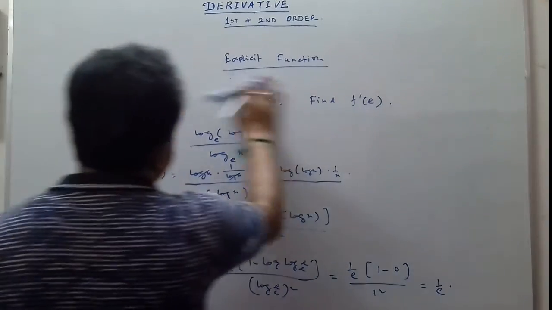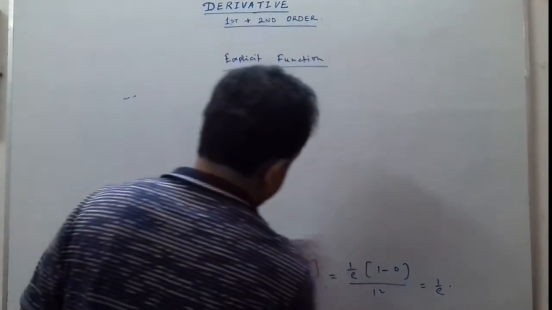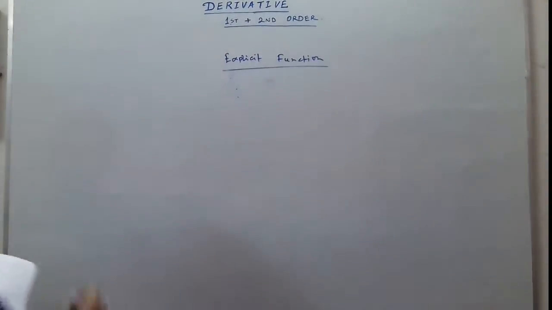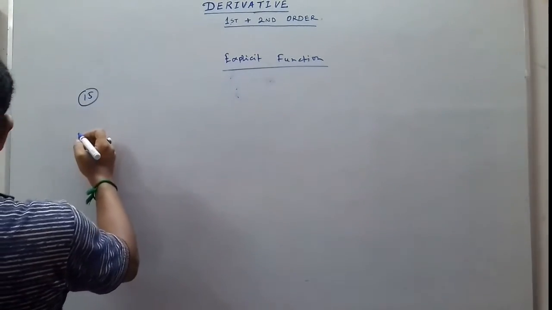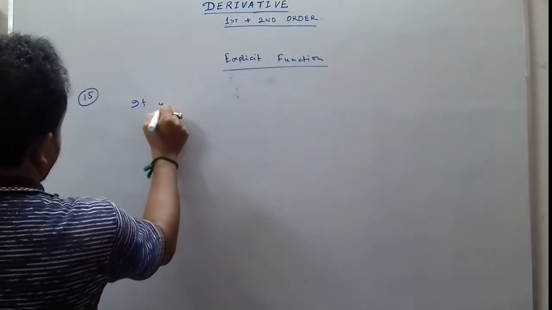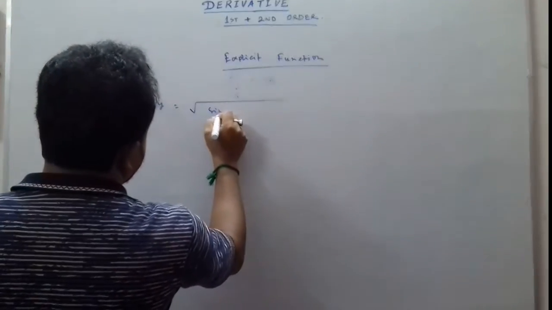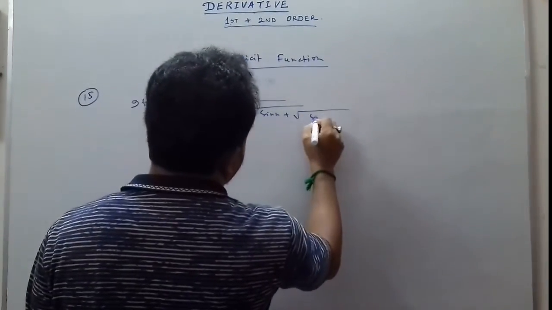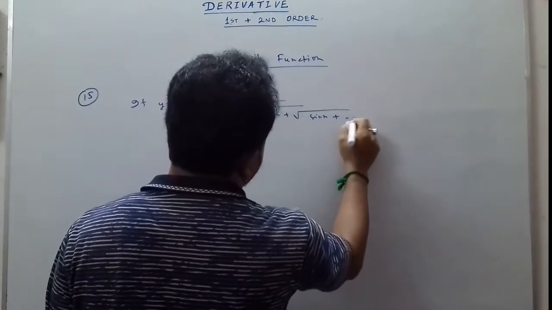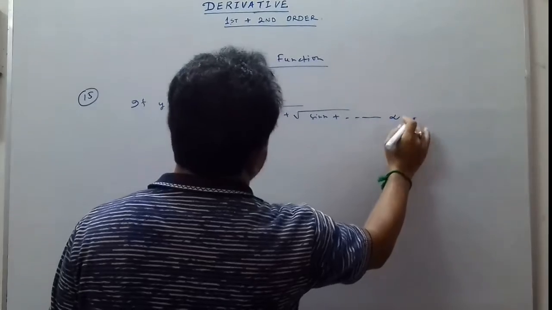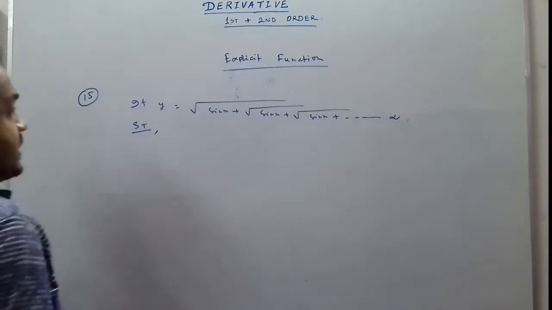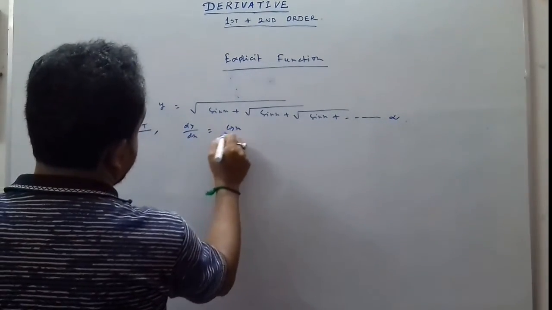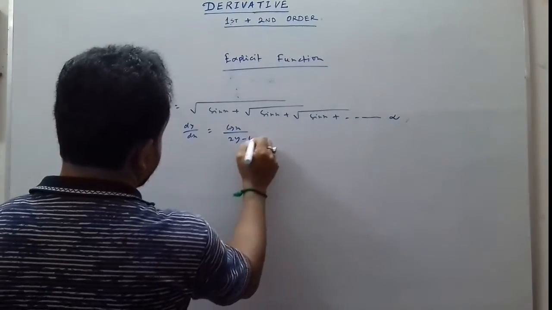Next problem 15. Problem number 15. If y is equal to root under sin x plus root under sin x plus root under sin x plus dot dot dot up to infinite, show that dy by dx is equal to cos x by 2y minus 1.